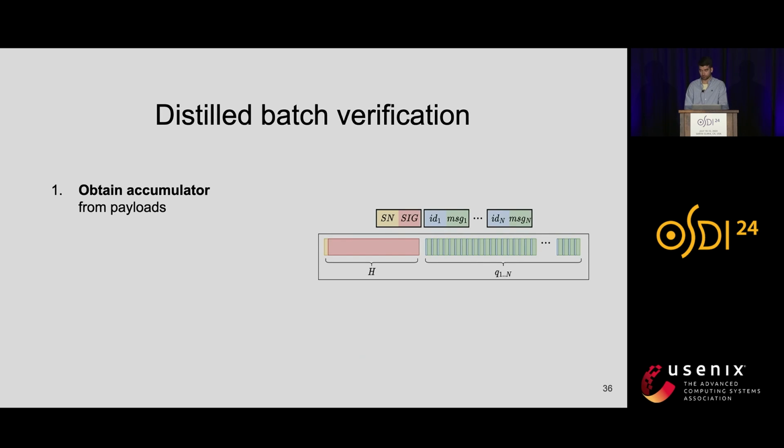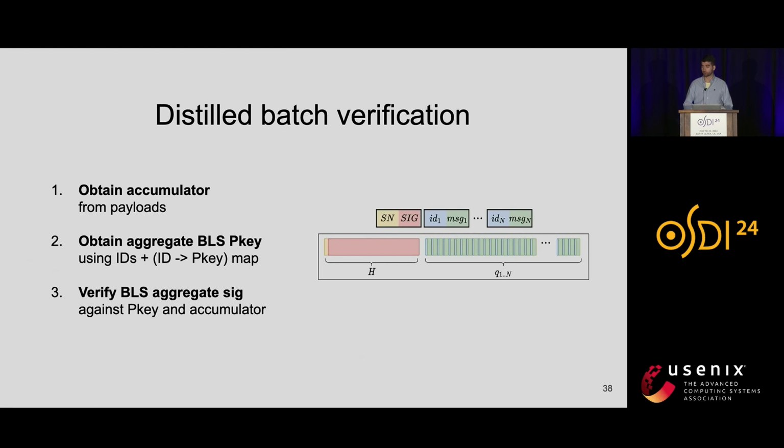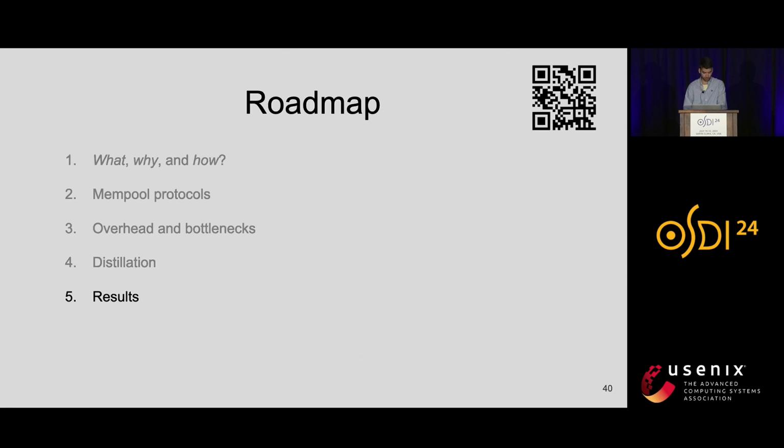So distilled batch verification, how does it work? Well, when a server receives a distilled batch, we simply try to form the accumulator again from the payloads. We read the payloads and we form the accumulator just like the broker did. We look at the IDs and we find out what the corresponding public keys are from a local map. We assume that the clients are registered at the servers. And then we can use that to form the aggregate public key, and we verify the root of this batch, the accumulator, against that public key and the accumulator. So yeah, that's it for distillation.